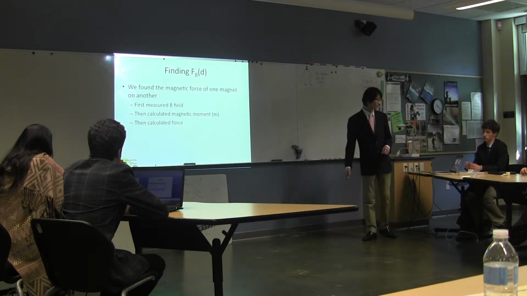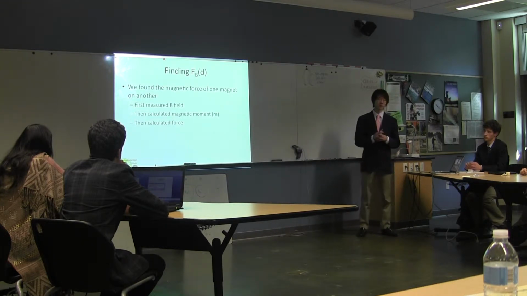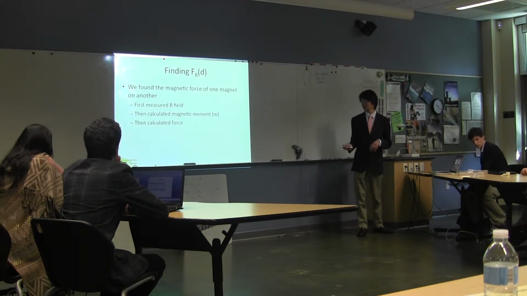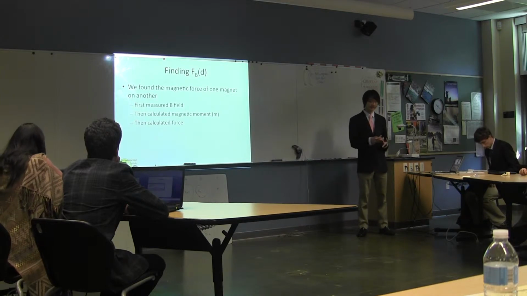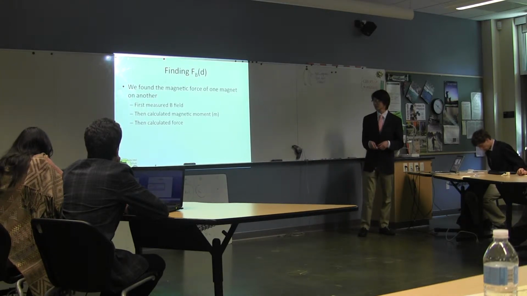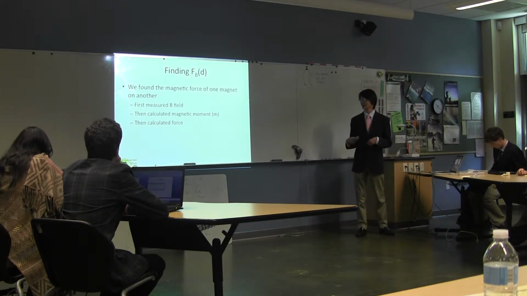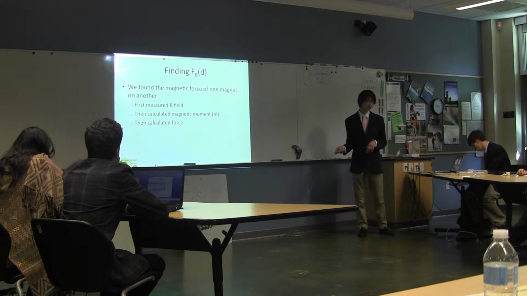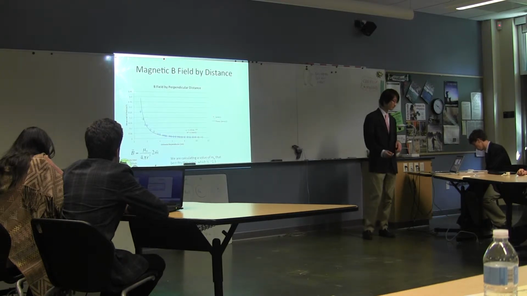The first approach was to calculate magnetic force as a function of distance. This is a 3-step process. First, we measure the B field, or magnetic field, of one magnet. Then, using that data, we calculate the magnetic moment of the magnet, which is essentially the strength of the magnet. Then, using these two values, we calculate the force of the magnet.